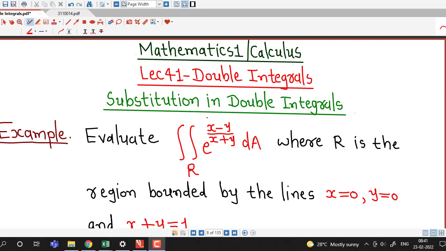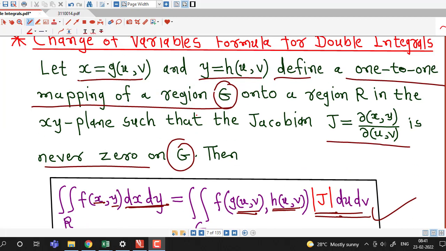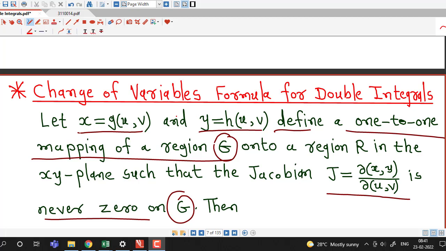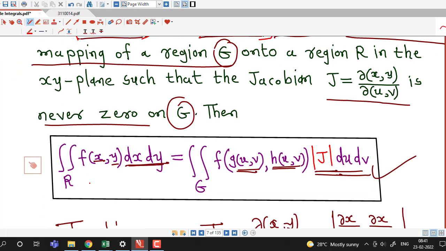In the previous lecture we discussed change of variables in double integrals and saw this result: if we consider the transformation of variables x, y to new variables u and v by the functions x equal to g of u, v, y equal to h of u, v, then the double integral of function f with respect to x, y over region R is converted into a double integral in variables u and v, and this f of x, y will be converted in terms of u and v by substituting values of x and y in terms of u and v.